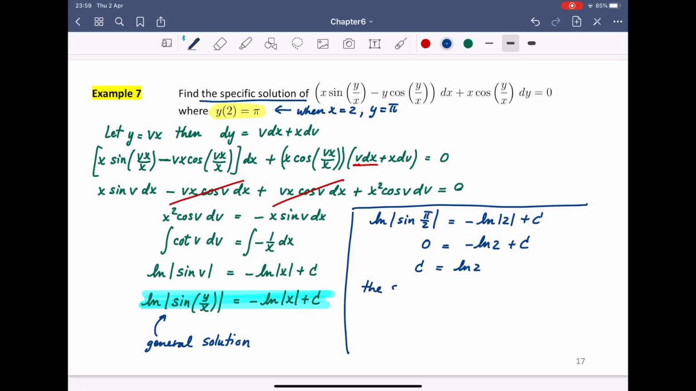So the specific solution is logarithm of absolute sine y over x equal to negative log absolute of x plus log 2. Alright, this is your specific solution, and that is the answer for this question.